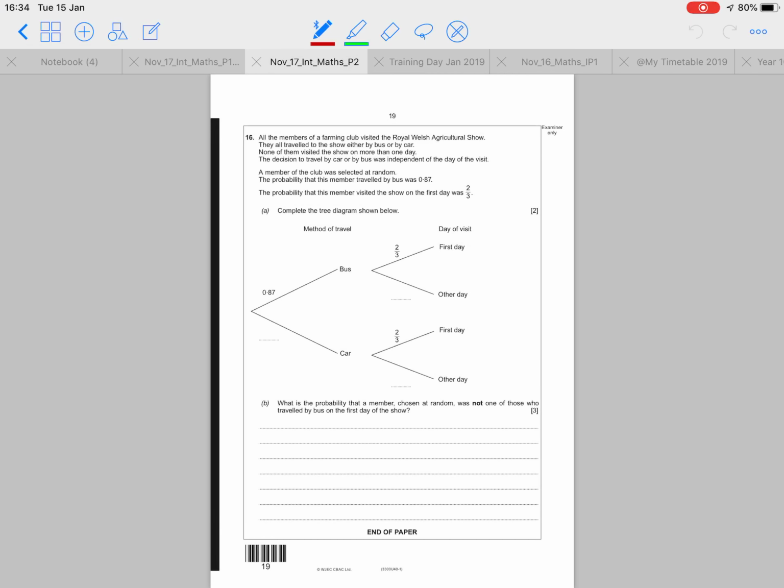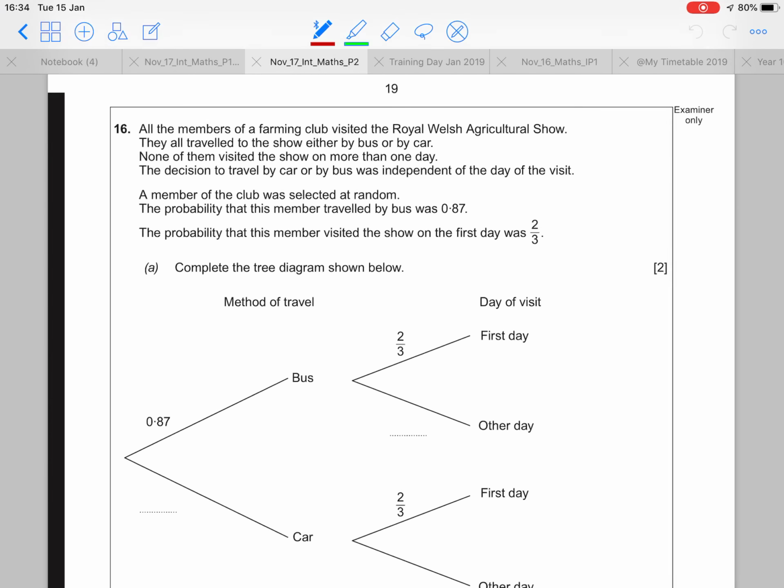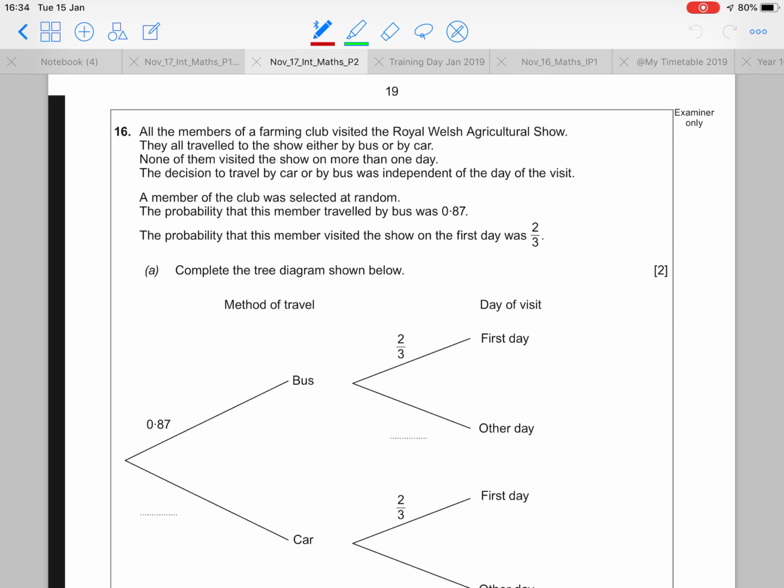Question 16, tree diagram. Reading the information here at the top, all of the members of a farming club visited the Royal Welsh. They all travelled to the show either by bus or by car. None of them visited the show on more than one day. The decision to travel by car or by bus was independent of the day.